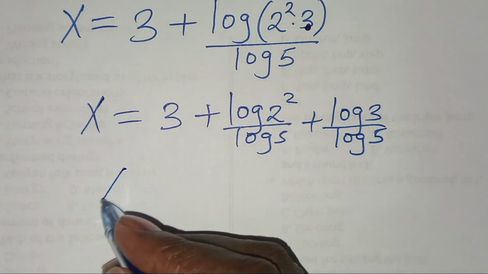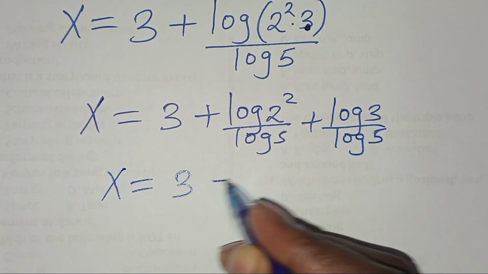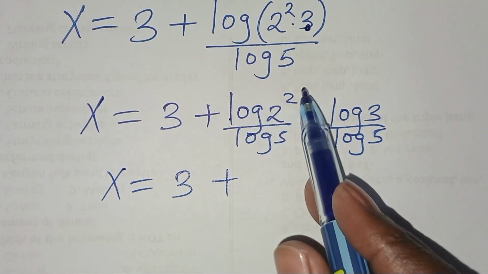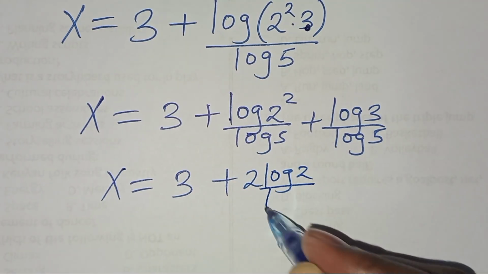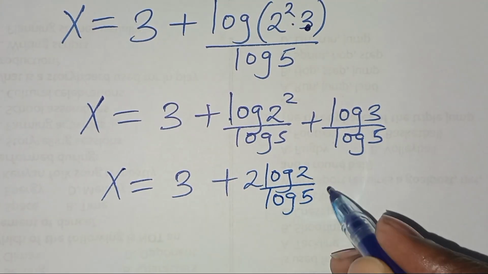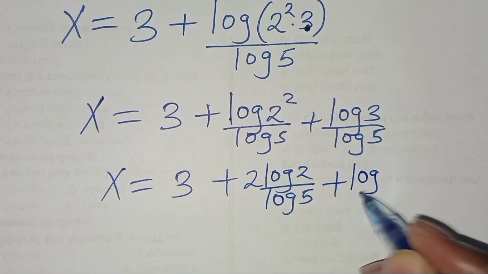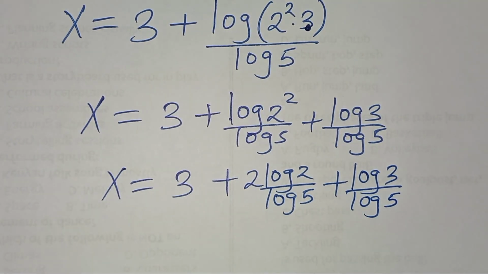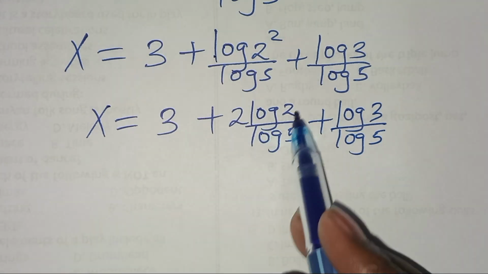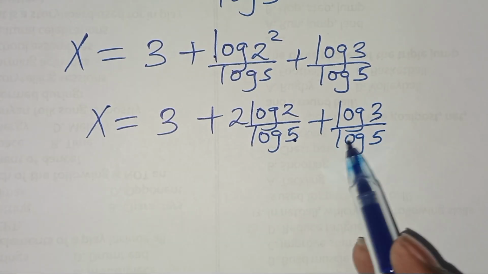So that now x is equal to 3 plus, we can express log 2 to the power 2 as 2 log 2 divided by log 5. Then plus log 3 divided by log 5. Now log 2 divided by log 5 and log 3 divided by log 5.